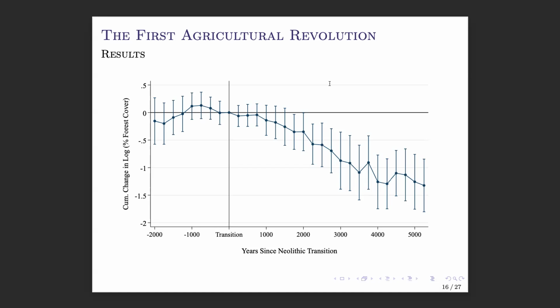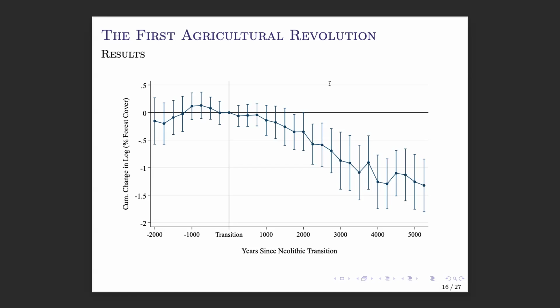Another advantage of this empirical framework is that you can very straightforwardly look at pre-trends to see if there's differential movement between the treated and not-yet-treated, or clean control, groups prior to the thing we're interested in, the Neolithic. It doesn't look like there's a huge amount, at least systematically, going on here. That's comforting if we want to interpret this causally.